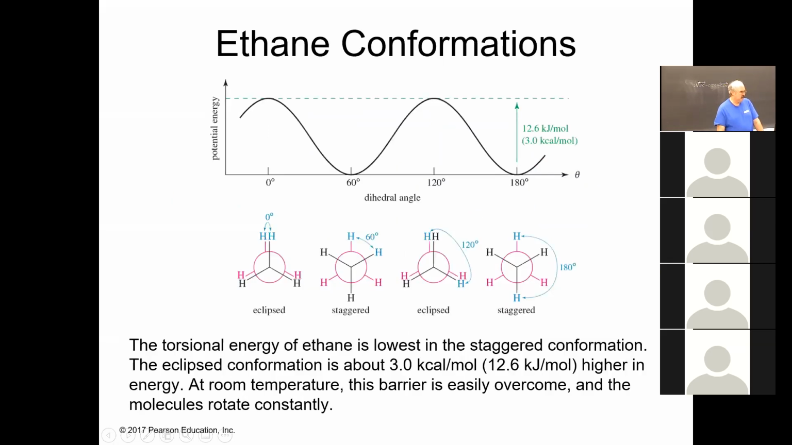So these are actually two of the ethane conformations. We have the eclipsed and the staggered. And then this shows the energy. The eclipsed has the highest energy. There's torsional strain because these two hydrogens are repelling each other.